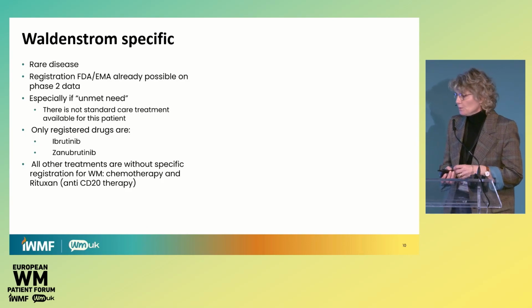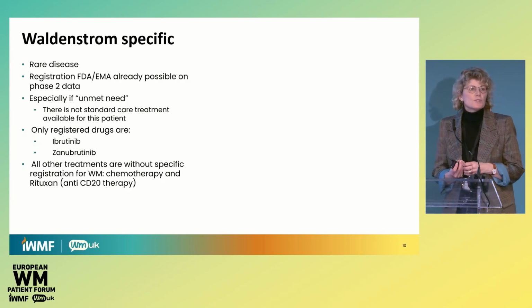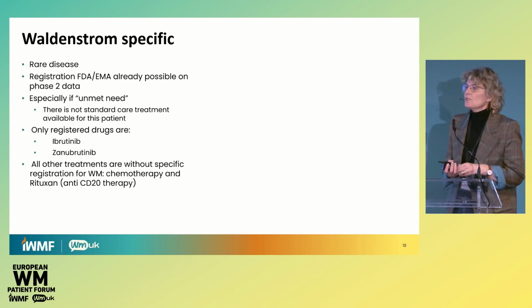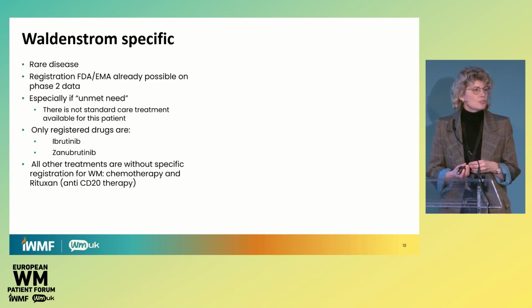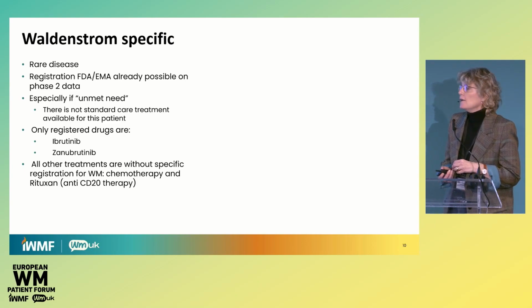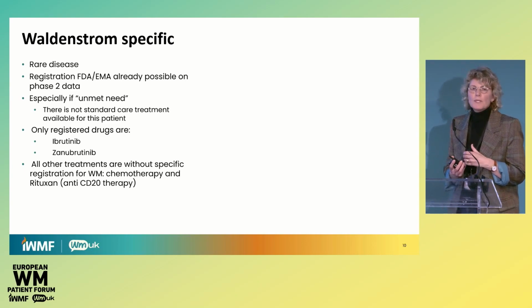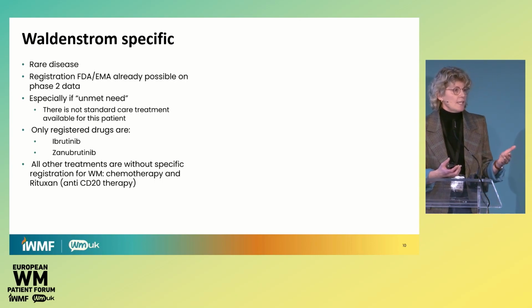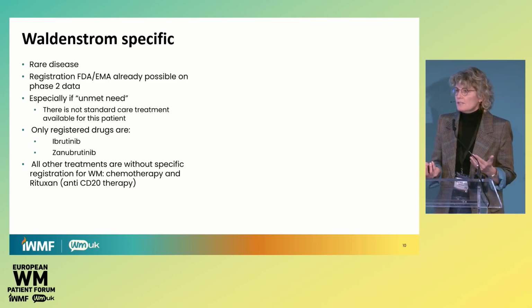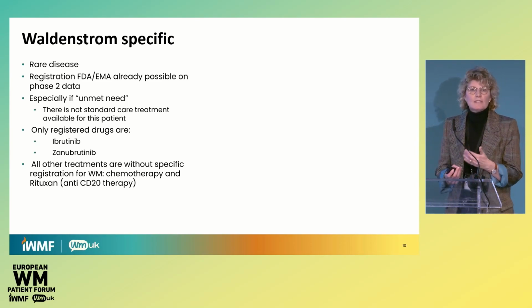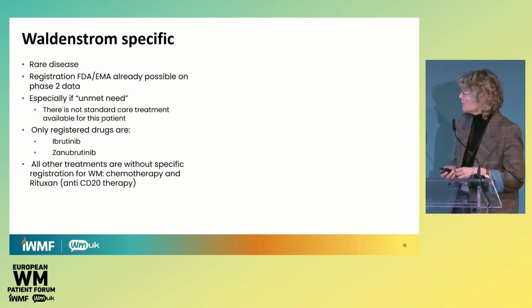And then for Waldenström specific, because Waldenström's is a rare disease, we don't have many phase 3 trials. And therefore, the FDA and the EMA already registered drugs in the phase 2 part of studies. And especially if there's an unmet need. With an unmet need, it's meant that you already had all the drugs that are normally available to you, but your disease is relapsing again and you are at the current time in need of a treatment. That's unmet need. And if there's a drug being developed, then it's fast-tracked through the FDA and the EMA.